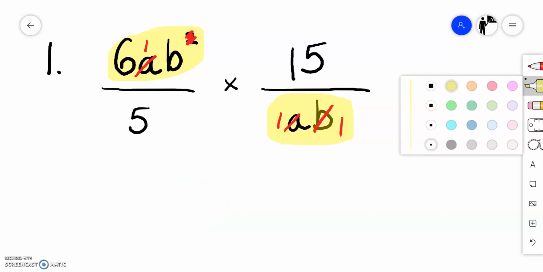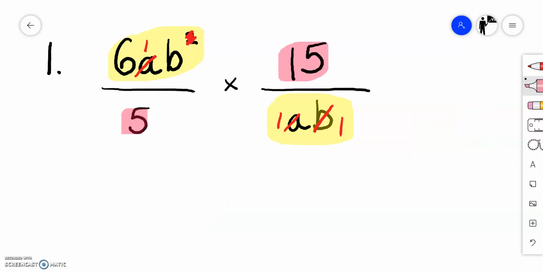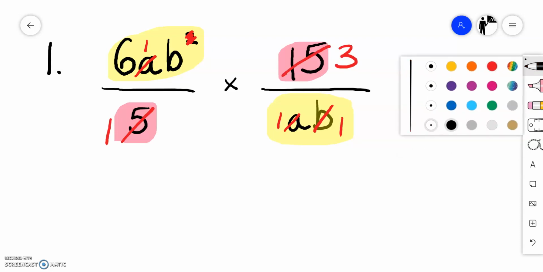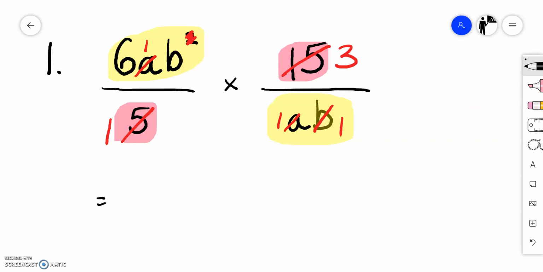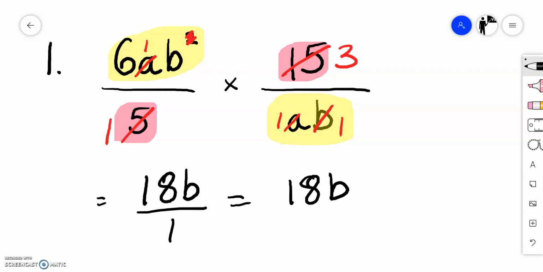If we have a look at the other diagonal, 5 and 15, well, 5 goes into both of those. 5 goes into that once and into that 3 times. So just read off what we've got. We've got 6 times 1 times b, that's 6b times 3. That's 18b. Then I've got 1 times 1 times 1. So I've got 18b over 1, which is 18b.